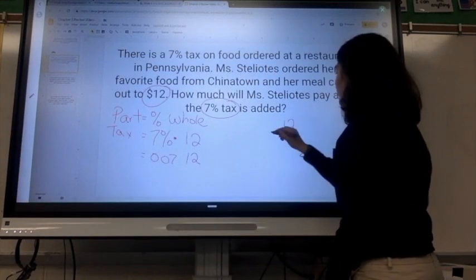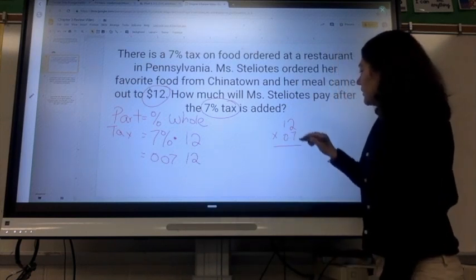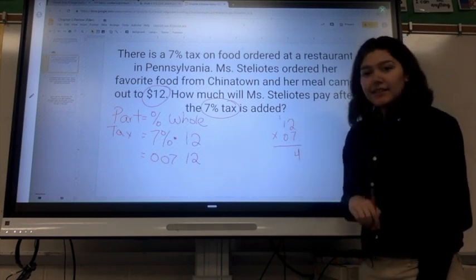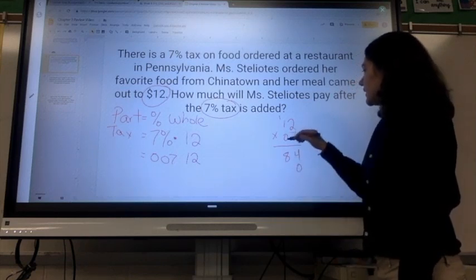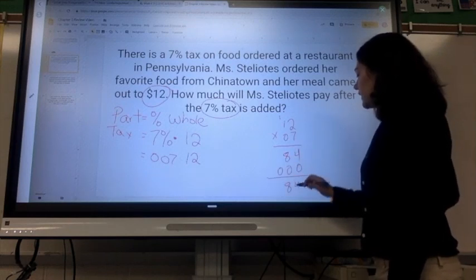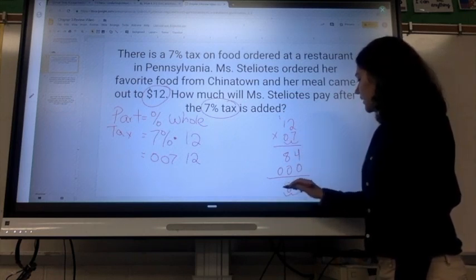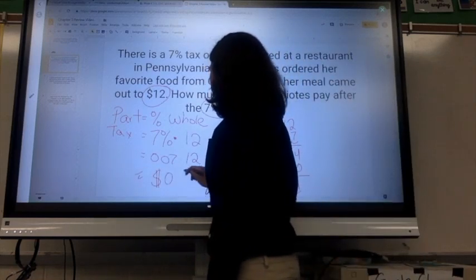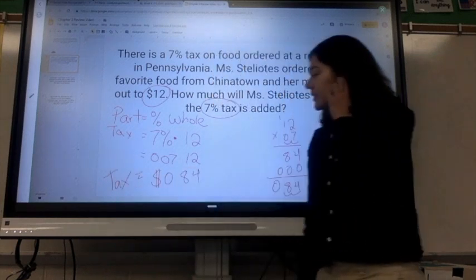We do 12 times 0.07. 7 times 2 is 14. Put the 4, carry the 1. 7 times 1 is 7. Plus 1, we get 8. And then we can add the 0 down here. 0 times 2 is 0. 0 times 1 is 0. So when we add it up, we're going to get 84 before we move the decimal place over 2. So we actually end up with $0.84 is the tax. Our tax is $0.84.